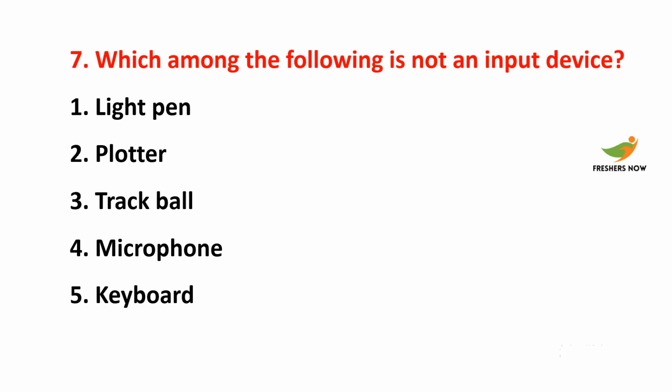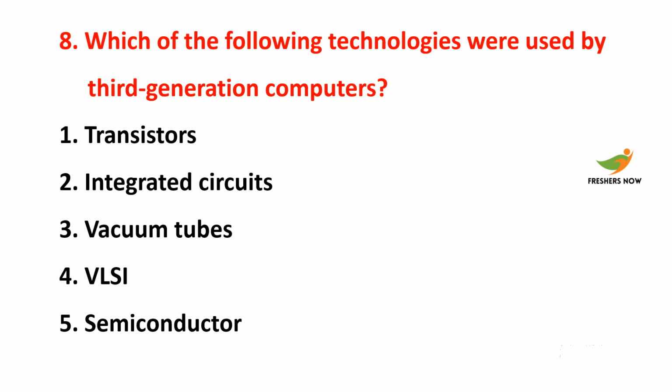Seventh question, which among the following is not an input device? And the answer is option 2, plotter. Eighth question, which of the following technologies were used by third generation computers? And the answer is option 2, integrated circuits.